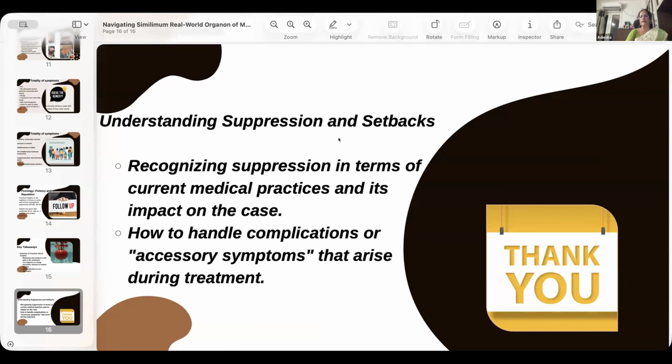Whenever we are selecting a remedy, whenever we are choosing a potency or dosage according to posology, we have to consider that patients who are very discontented always try to project the case as if they are not at all better. They always simply come and tell us, doctor, whatever remedy you are giving, I am not responding to the remedy. I feel at a standstill.